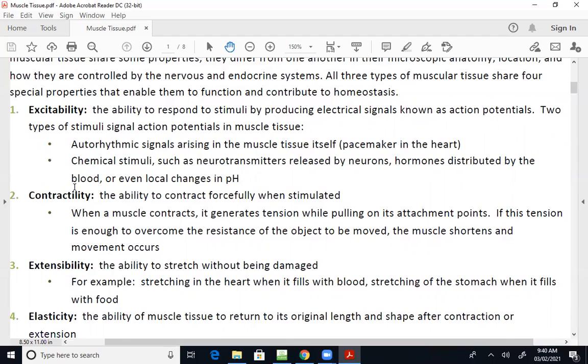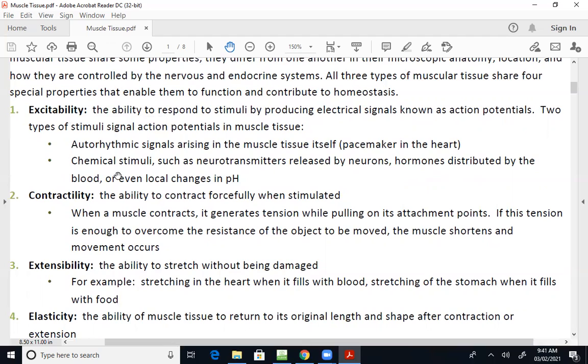And for those of you who are in phys, you should know about that, which is the ability to respond to a stimulus or stimuli by producing electrical signals known as action potentials. Two types of stimuli can signal an action potential in muscle tissue: autorhythmic signals that arise within the muscle tissue itself. Auto actually means self, so that's where that term comes from. That involves the structure known as the pacemaker in our heart, which we'll talk about much later in the semester.